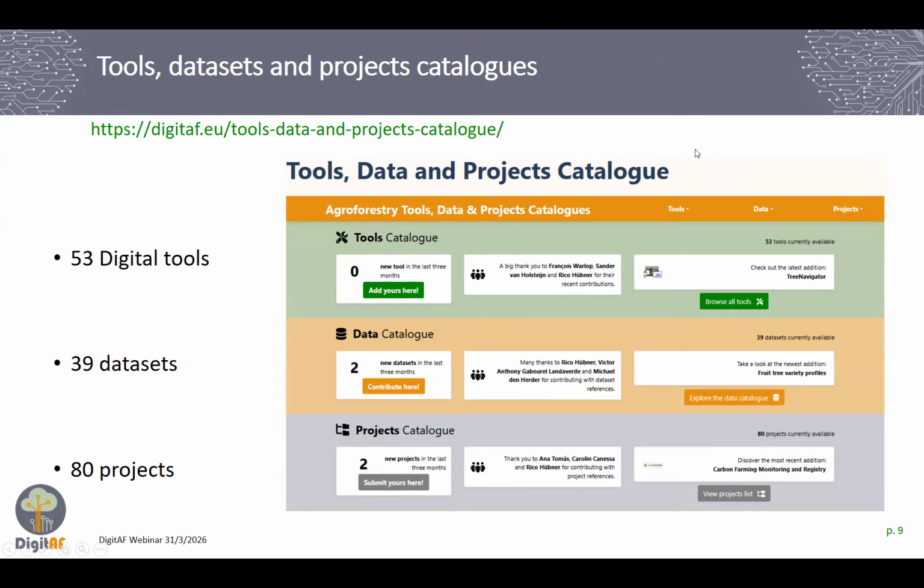So as I said, the DigitAF project was centered around digital tools, so decision support systems, for example, but it's also data sets. And we also added some projects, and we made a catalog of these tools that is available on the DigitAF website. And currently we have 53 decision support tools, 39 datasets, and 80 projects regarding agroforestry that are listed in the catalog.